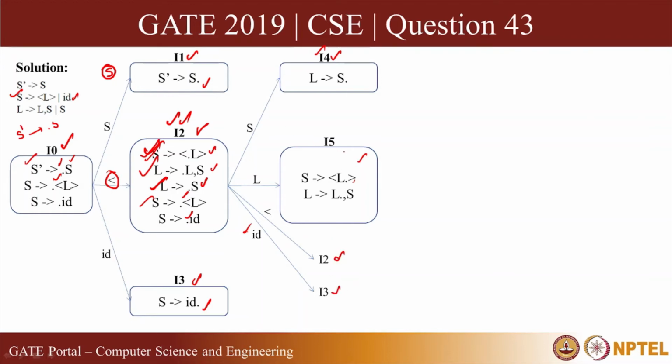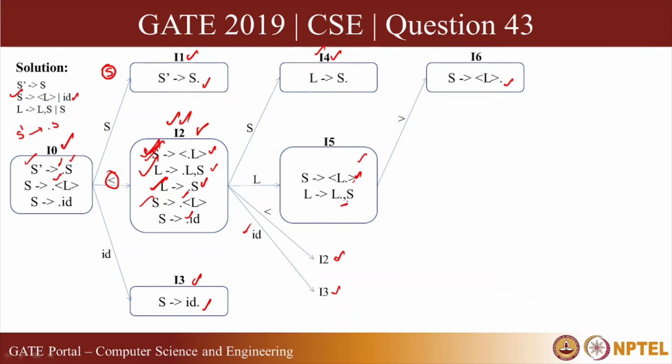Now what is left? I5. First thing is simple: we have this greater than sign. If we want to parse this, then our dot will come after everything. It means our whole production rule is parsed, and we won't go further for this production rule. Fine, this is okay.